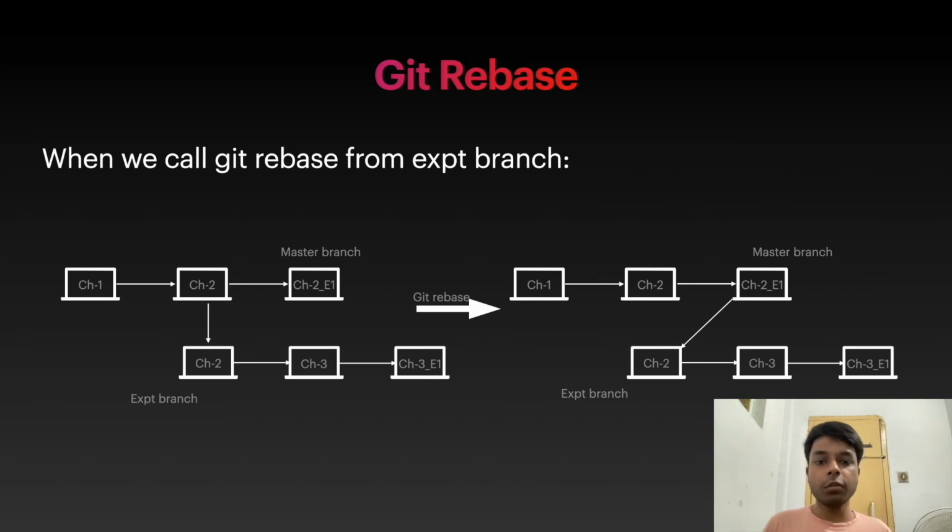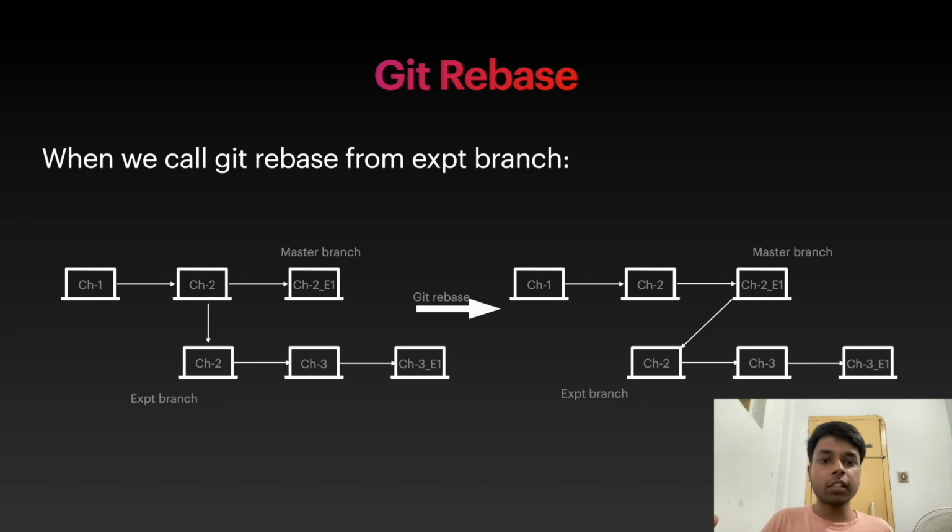Now when we use Git Rebase, right now we are in our experimental branch and we write git rebase master. So that changes the base from chapter 2. Right now the base is chapter 2. What exactly is a base? So base is the common point between two branches. So here it is chapter 2.